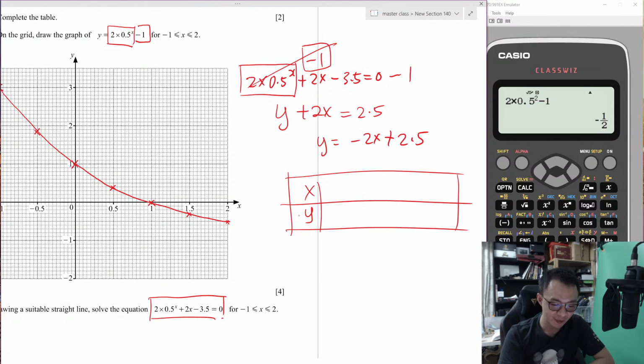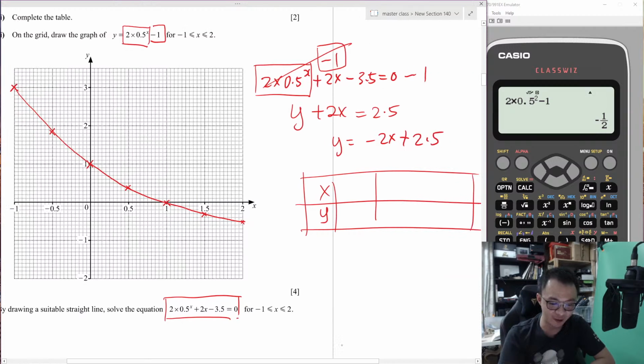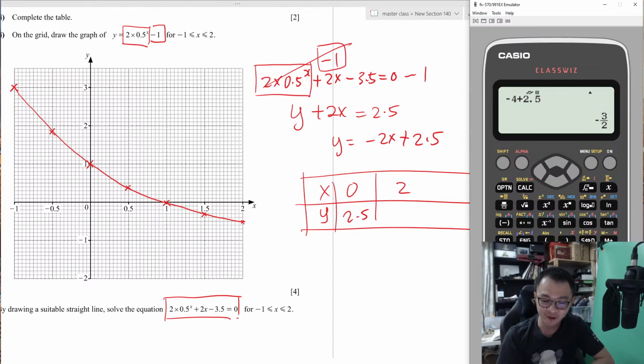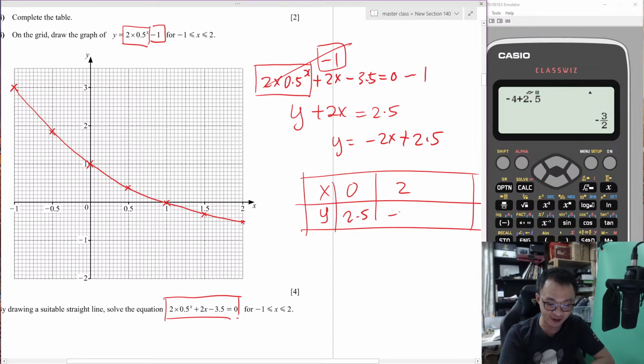Alright, so therefore I will sub in any value I want. Maybe I try negative 1. If I sub in negative 1, it's 4.5. No, I don't want negative 1 then. Okay, I sub in 0, I get 2.5. Alright, this one is fine. Then I sub in 2 here: negative 4 plus 2.5 is negative 1.5. Alright, then I have two coordinates here. The first one is 0 at 2.5, then the next one is 2 at negative 1.5.